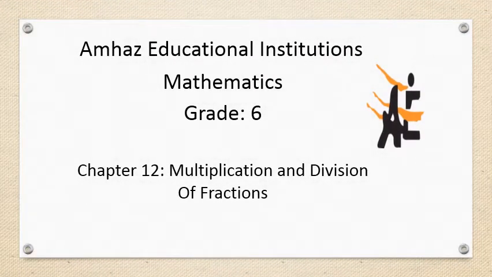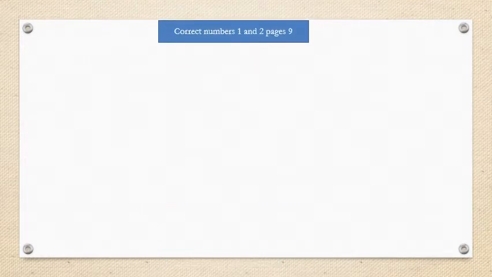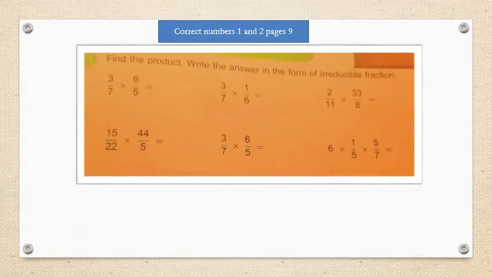Today we will start solving exercises about chapter 12, which talks about multiplication and division of fractions. Number 1. Find the product. Write the answer in the form of an irreducible fraction. The first step is to multiply, and then if our answer is reducible, I have to simplify it to get an irreducible fraction. Let's see the first one.